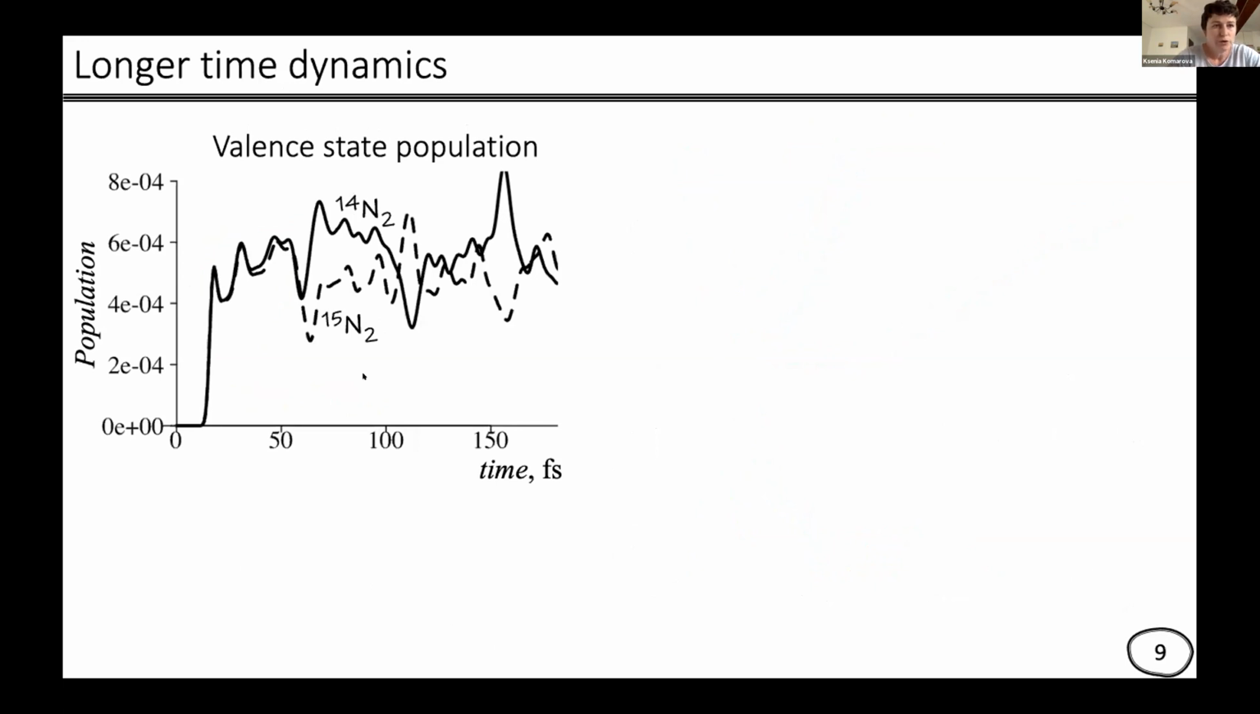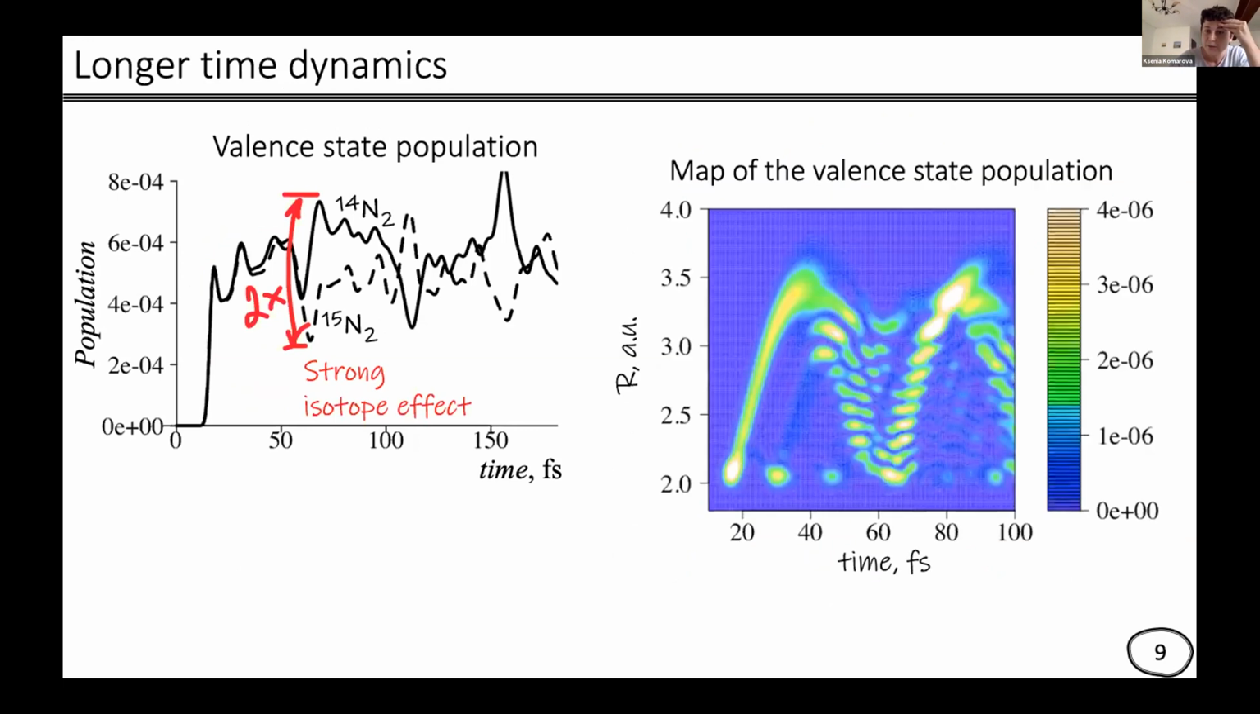Now let's go to the longer time dynamics where we actually have this strong isotope effect. We can see that for this valence state, it is really quite strong compared to the normal kinetic isotope effect that we usually talk about. And here I plot the full story. We have a map of the population in the valence states as a function of distance and time.